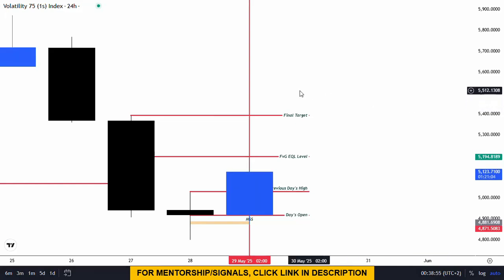I'm just trying to show you why this is the easiest strategy for you to catch the biggest moves that you can catch. Okay, so this is a chart breakdown.